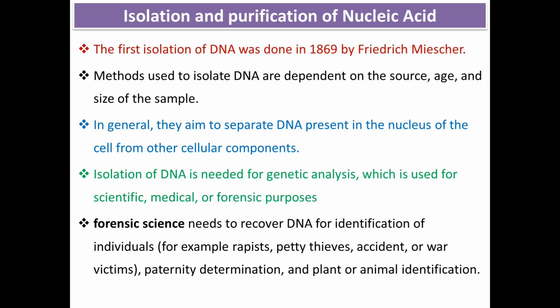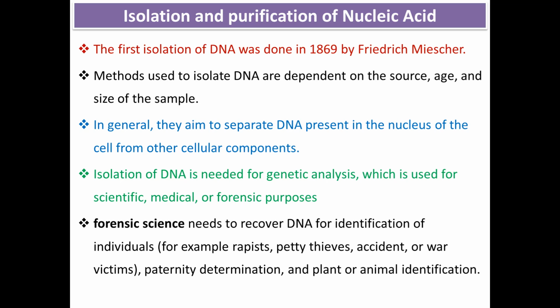In forensic science, we need to recover DNA for identification of individuals. For example, there are certain individuals like rapists, petty thieves, accident victims, or war victims. From forensic analysis, we analyze the DNA sample, and then we match that DNA with an individual using a database, and then we can find that this person has exactly the same DNA.